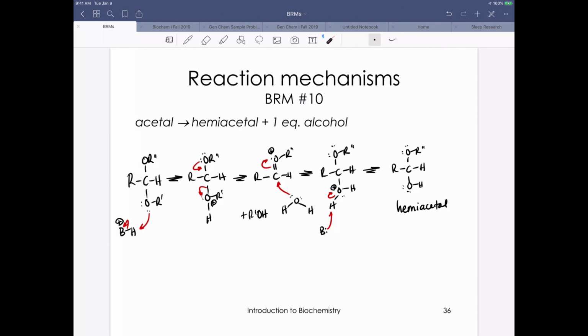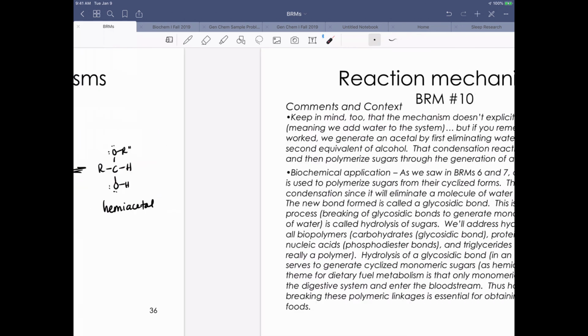Otherwise, you really don't need to draw out bonds or draw out lone pairs. But again, if they are going to be part of the reaction chemistry, the movement of electrons, we do want to see them.